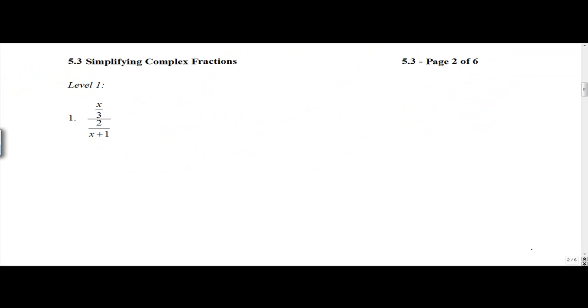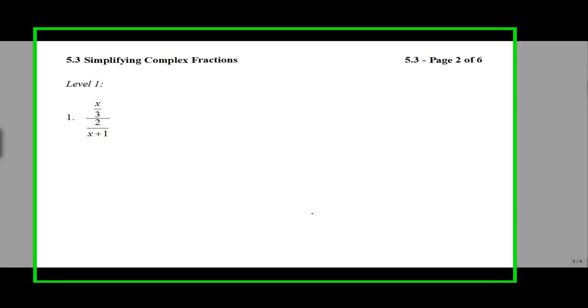Now it's your turn. So take a look. There's level 1, 2, and 3. Pick your level, and I will pop up the answers here briefly. So make sure that you're pausing the video here.